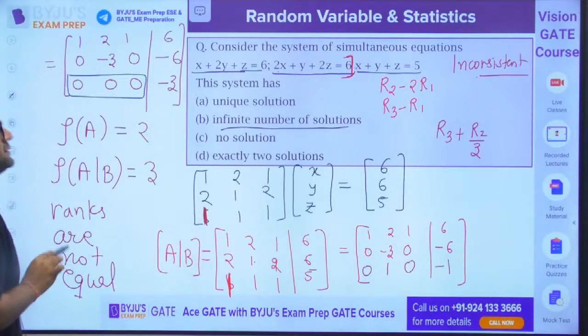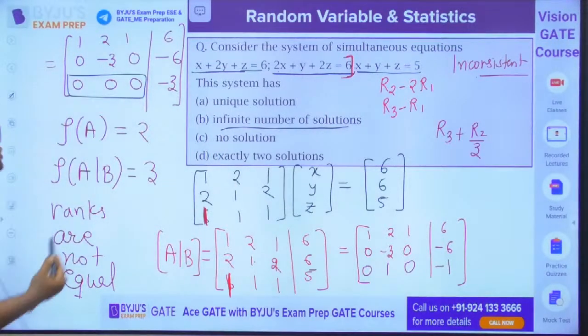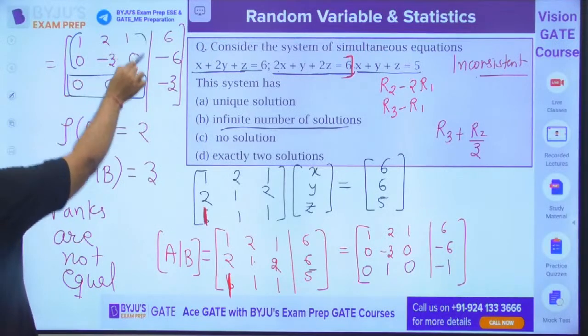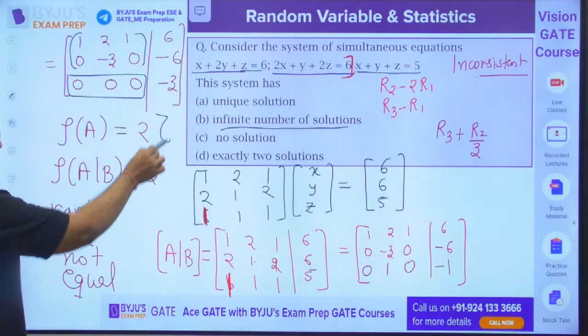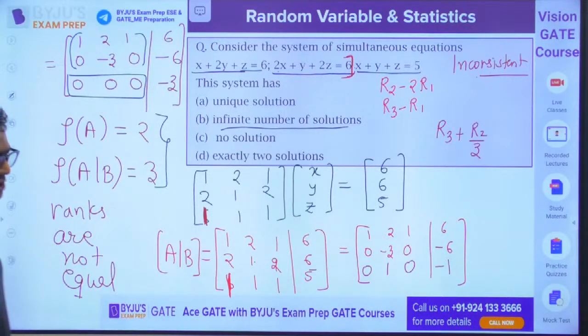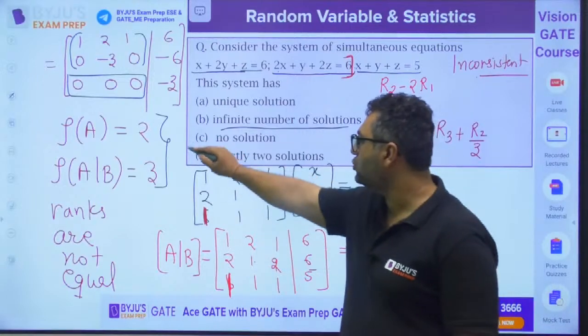So for the A matrix, the rank is 2 because the third row has all elements 0. So the rank of A will be 2, whereas the augmented matrix B will be 3. So whenever ranks are not equal, it is inconsistent. So the answer will be no solution.